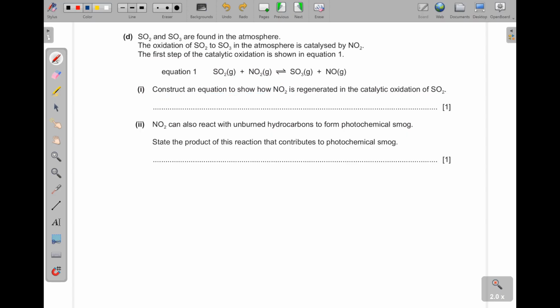oxidation. In catalysis, the catalyst may appear to be consumed at first, but then later it is regenerated. So here, what is going to happen is that the nitrogen monoxide, which is formed here, reacts with oxygen readily available in the atmosphere, then to give us the nitrogen dioxide back. You see, to balance this one, these are 2 oxygens, and these ones are 3, so I may put a half here to make one oxygen and one oxygen there.